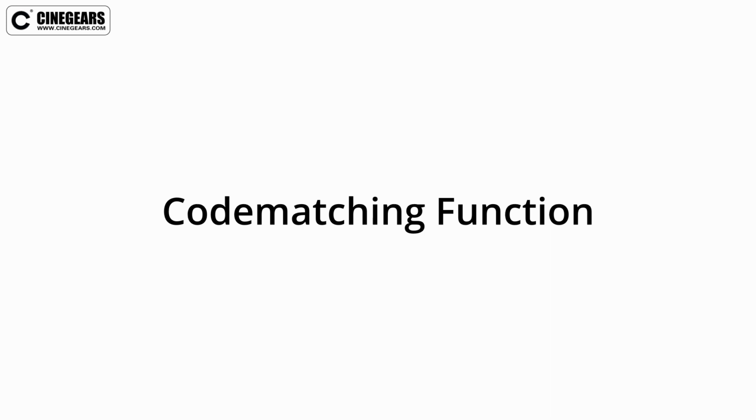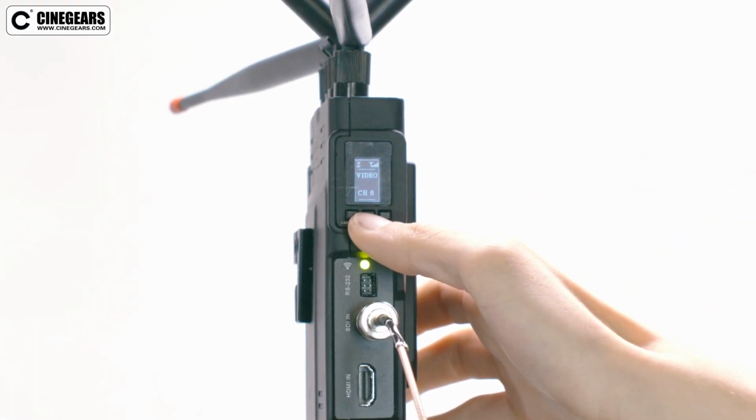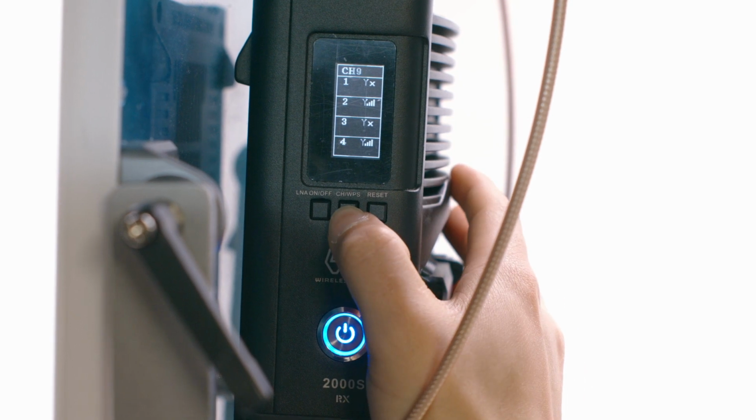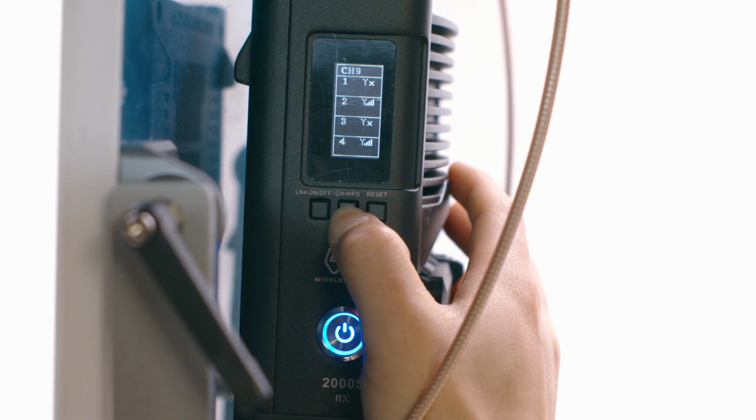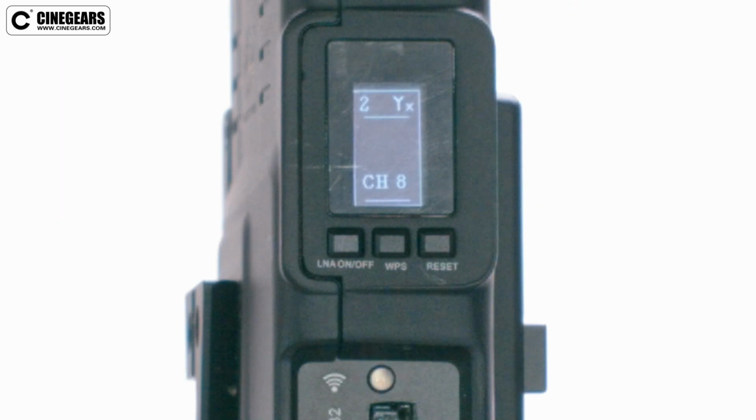To relink the devices, simply hold down on the middle button labeled WPS on both the receiver and transmitter for 3 seconds, and a code matching process will begin. The LED will flash green for about a minute and then turn solid once they reconnect.